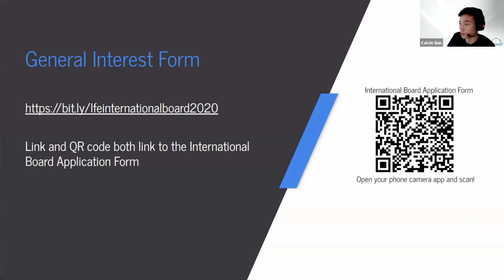So here we have a general interest form, the QR code to the application that Van linked up above, if you guys want to apply or find out more about the positions.